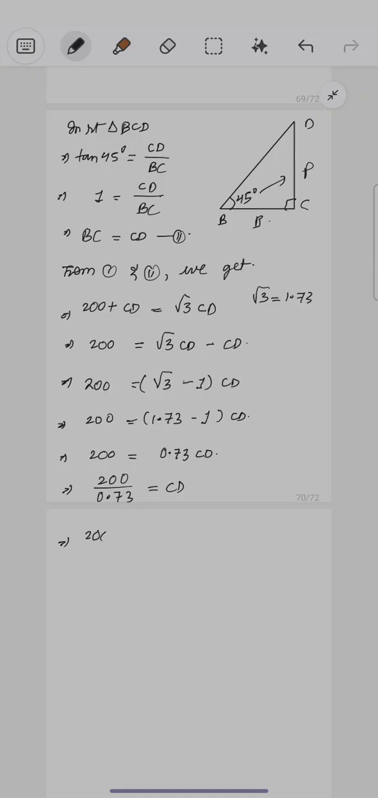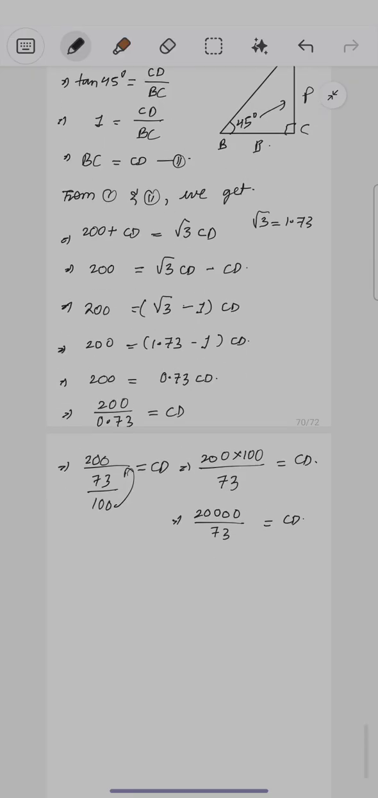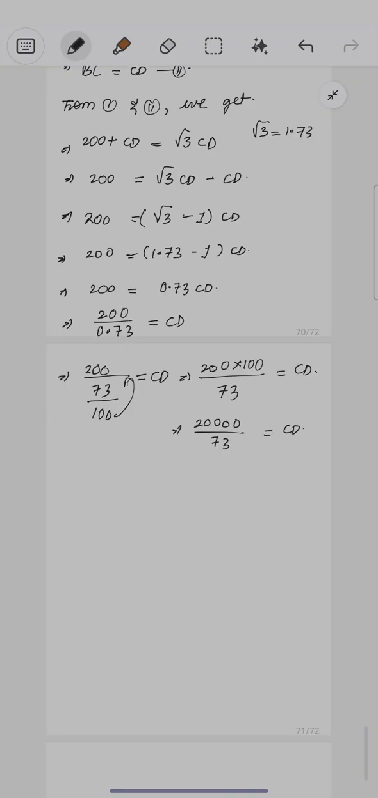Now 200 divided by 0.73 equal to CD. So 20,000 divided by 73 equals CD. The answer comes out approximately 273.2 meters. So the height of the lighthouse is approximately 273.2 meters.